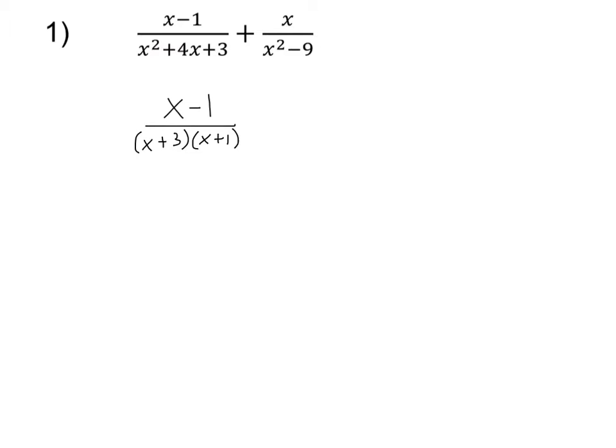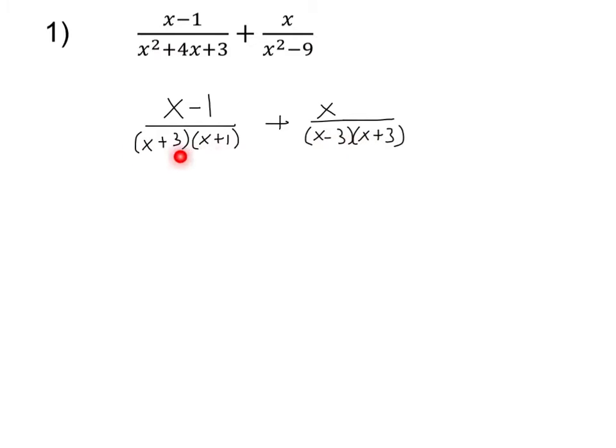For the second fraction, we have x over x squared minus 9, that factors as x minus 3 times x plus 3. Okay, so we have both our fractions factored. Remember, in order to add these fractions together, we need our denominators to be the same. So we need to have the same factors in the denominator.